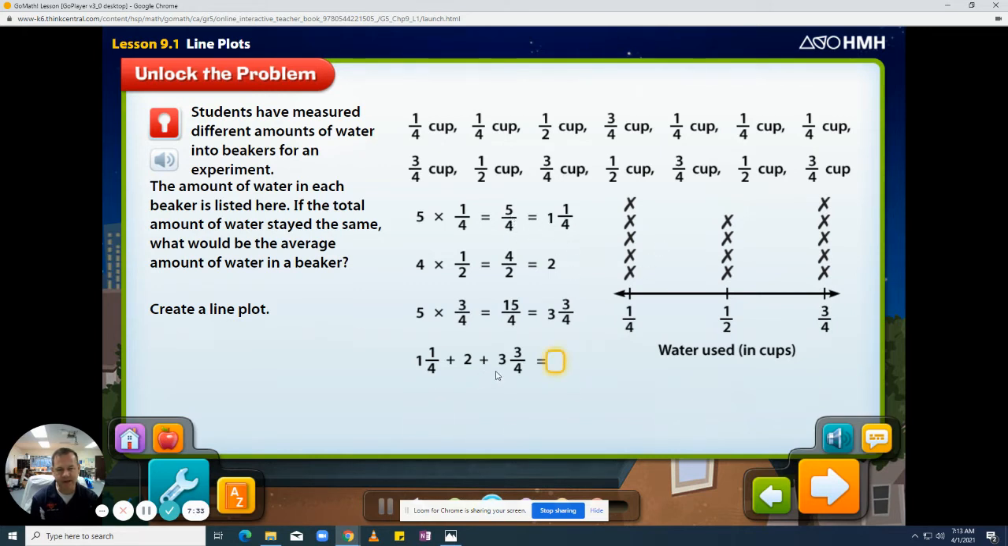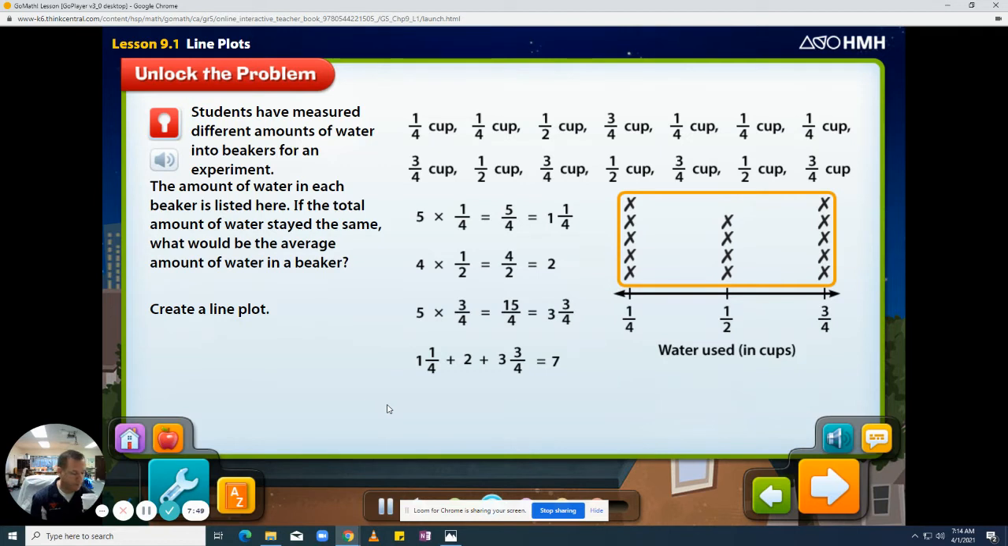And he did that for all those. And now he's just adding everything up. So look, we have 3 plus 2 is 5, plus 1 is 6. And then 1/4 plus 3/4 is 4/4, which is 1 whole, so it's going to be 7. There are 7 cups of water in all of the beakers.